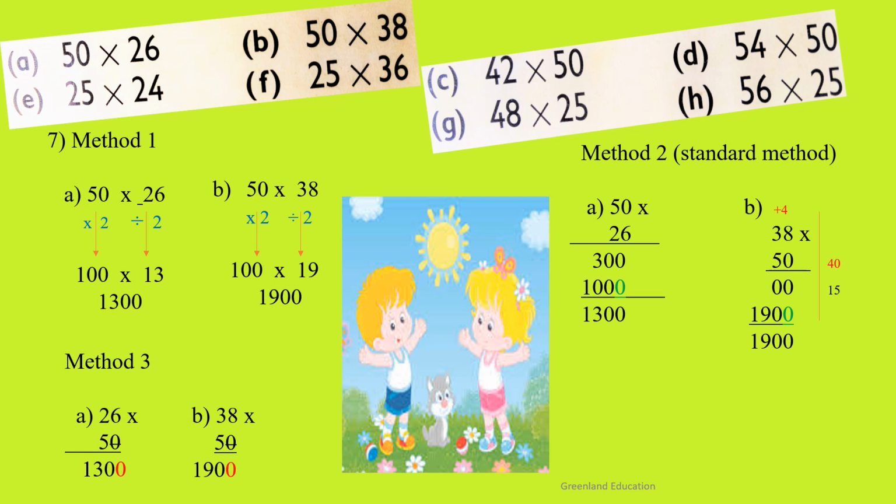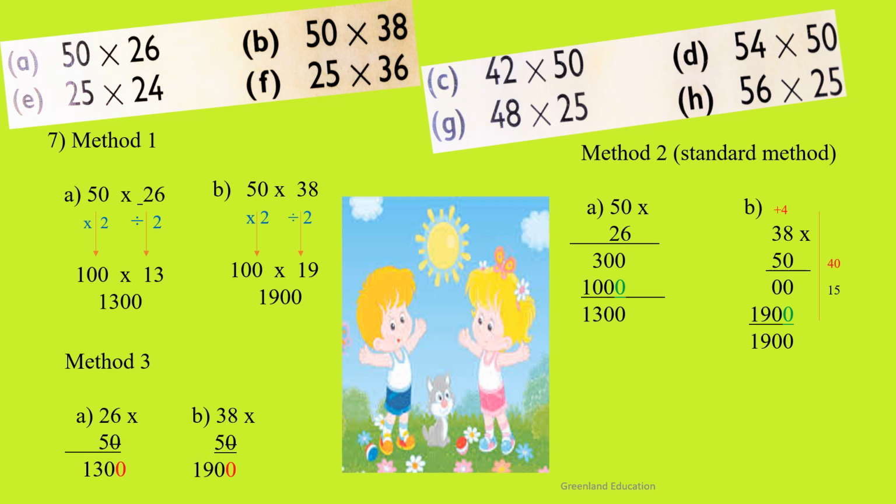Then the B. 38 you should multiply by 50. We are doing this according to the standard method. First we will multiply 38 by 0. Children, you know when you are multiplying a number by 0, the answer is 0. 0 multiplied by 8, 0. 0 multiplied by 3, 0. Next you have to multiply 38 by 5. Before that you have to put a 0 in units place under 0. I have put it in green color.